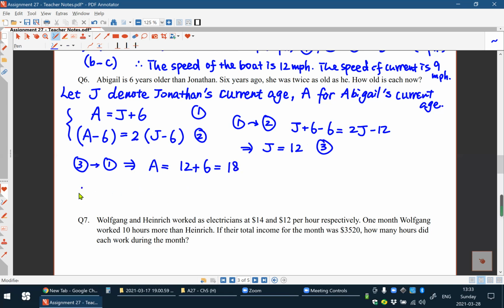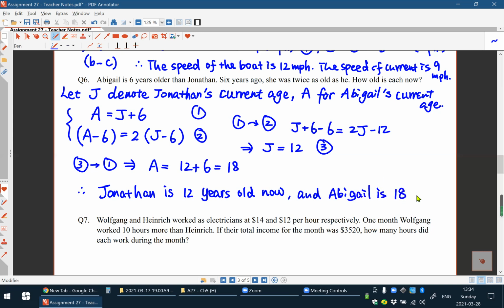Okay, so now we can make the conclusion. Jonathan is 12 years old now, and Abigail is 18 years old now.